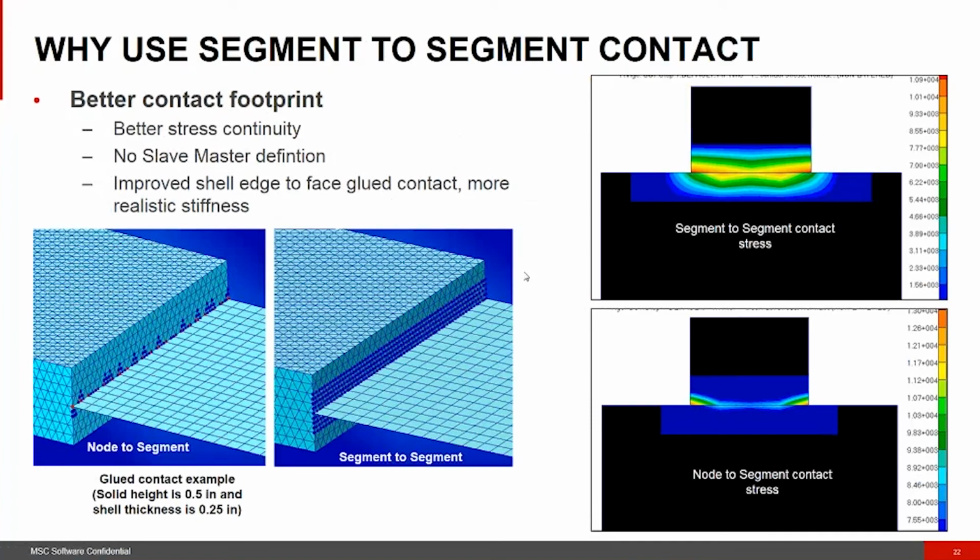Some of the advantages of using segment to segment, as you can see, we have a better contact footprint. There's a better stress continuity because there are more points on the segments. Also for shell contact, shell edge contact, because it's using the segment, it's going to use the full shell space. So as you can see, the contact status is much more and it's better using segment to segment. So this is the recommended method to use over node to segment.